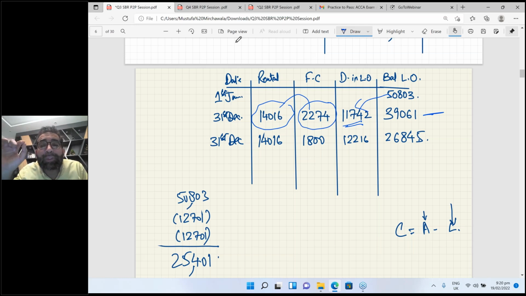But on the ROU side, you straight away deduct the depreciation of 12701. So just think, in the first year you reduce your liability by 11742, but your asset went down with a bigger pace. So in this way, your carrying value of asset is going down with more speed, but liability is not going down with that speed.